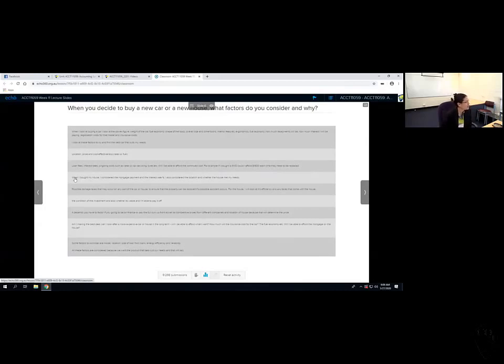Here's one about a house. So when I bought my house, I considered the mortgage payment and the interest rate percentage. I also considered the location and whether the house met my needs. So again, meeting needs, so that it's aligning to your personal requirements.